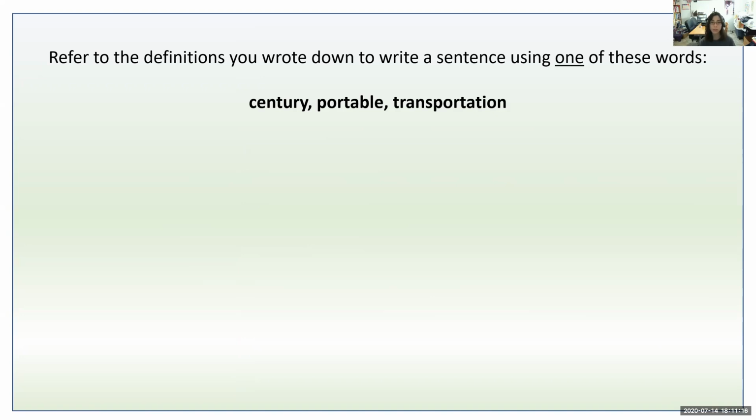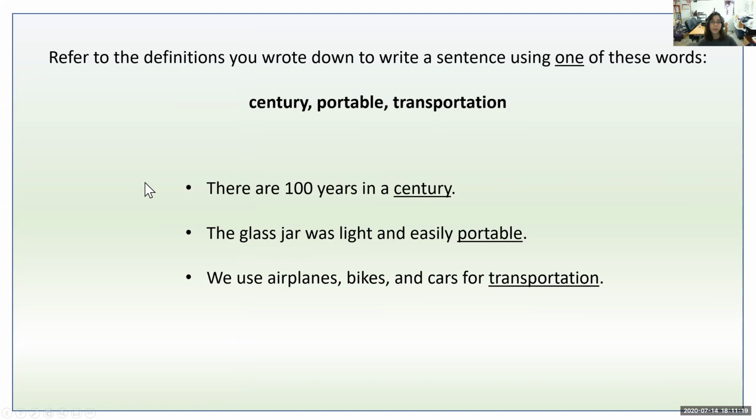All right, so some potential sentences are, there are 100 years in a century. So notice that in the sentence, I kind of define what a century is, which is 100 years. Then for the word portable, we have the glass jar was light and easily portable. And portable means that it's able to be carried. And then for the word transportation, I have, we use airplanes, bikes, and cars for transportation. And port means to carry. All right, so your sentences might look completely different, and that is totally fine.